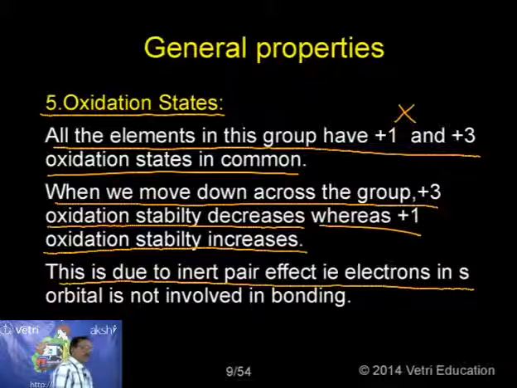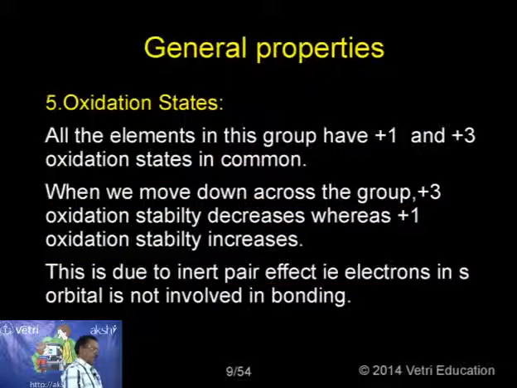What is inert pair effect? That is electron present in s orbital which is not involved in bonding. So that pair we are calling an inert pair. This is because of this inert pair effect. So we are having this particular effect.